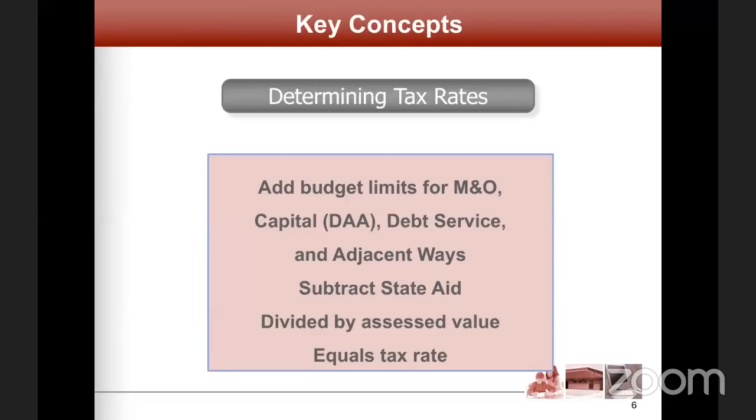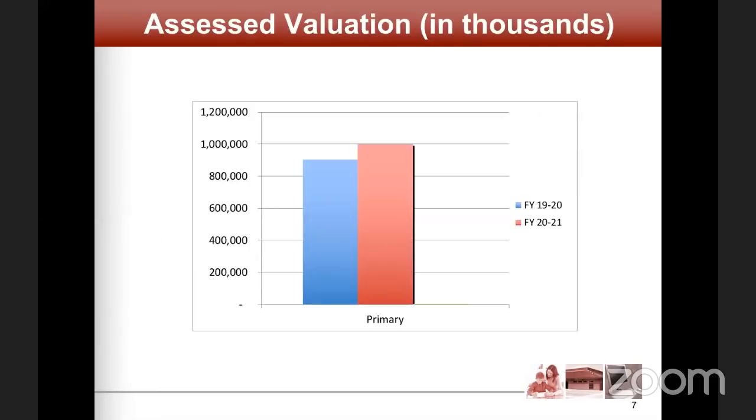So once we know how much of our budget is going to come from state equalization, we add our maintenance and operation budget, our district additional assistance, our capital funds, our debt service, and our adjacent ways budgets all together. We subtract out what the state is going to contribute towards those budgets, and then we divide the remaining amount by our assessed value in our district. And that then equals our tax rate. Next slide, please. So the assessed value has increased over the last few years since we do continue to add new housing and also industries within our boundaries. So for next year, our assessed value is over $1 billion.